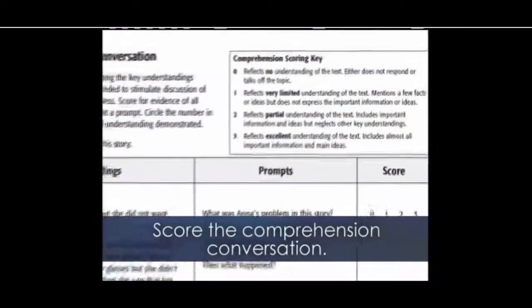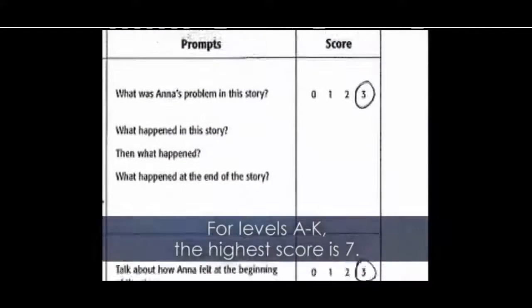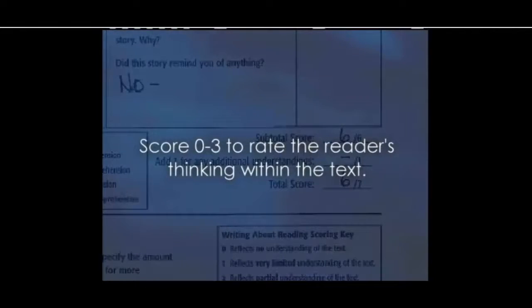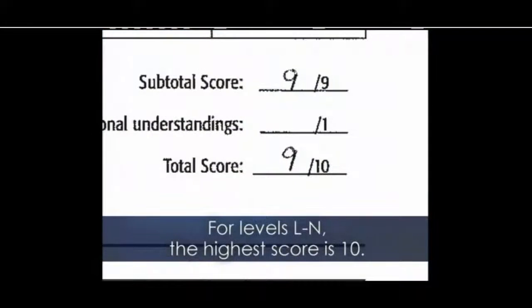Score the comprehension conversation by thinking about each area. Use the rubric to make a decision. For levels A through K, the highest score is 7. Score 0 to 3 to rate overall the reader's thinking within the text, and 0 to 3 for the reader's thinking beyond the text. You can score 1 additional point if the reader demonstrates some unusual thing that is excellent but not listed in the key understandings. For levels L through N, add a score from 0 to 3 to indicate the reader's thinking about the text, and the highest score for those levels will be 10.